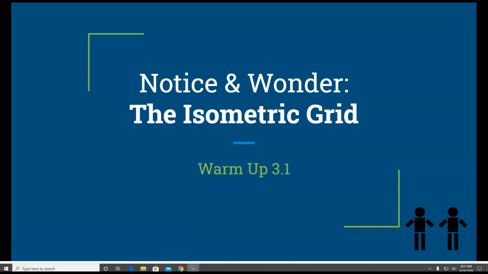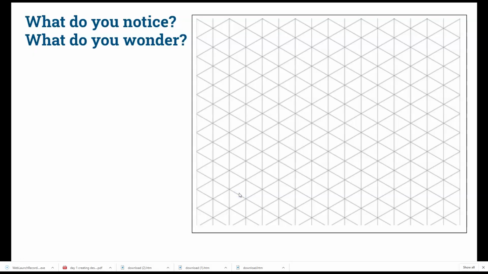Okay, so first activity is to notice and wonder the isometric grid. You had to pick a few things that you noticed and a few things you wondered. I just want to share with you a few things that I took from it. First thing I noticed, it has like 3 sets of parallel lines.